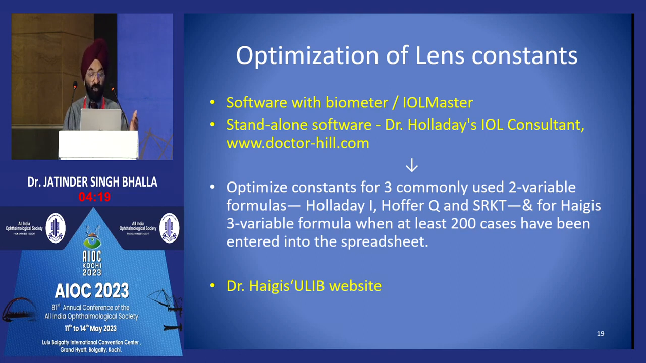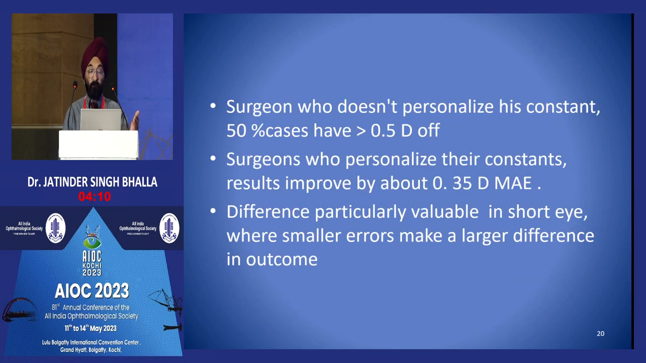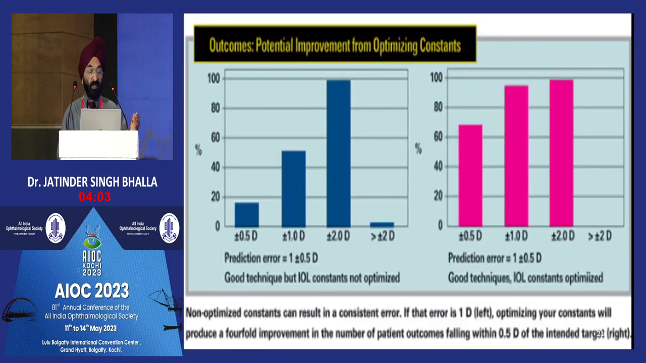Either you can analyze your own data or you can use software like www.doctor-hill.com or Dr. Haigis's ULIB website. A surgeon who does not personalize his constants will constantly have some refractive surprises. This slide on the left shows that within 0.5 diopter, without optimizing, if you had an 18% success rate, this can move to 70%, and within 1 diopter you can move from 50% to 95%, as shown by the pink bars on the right side of the slide.